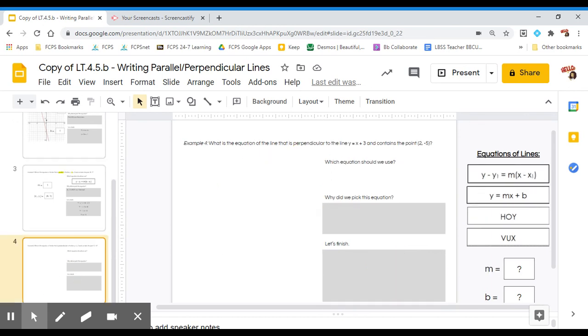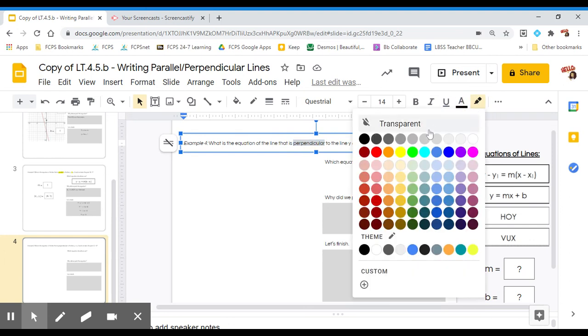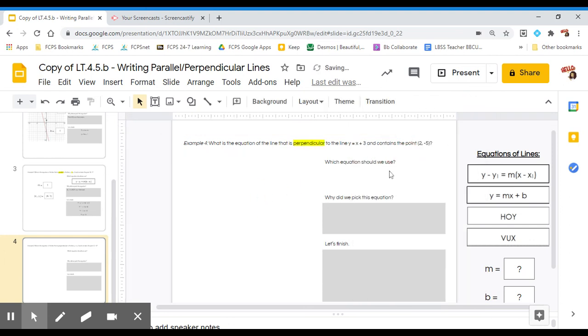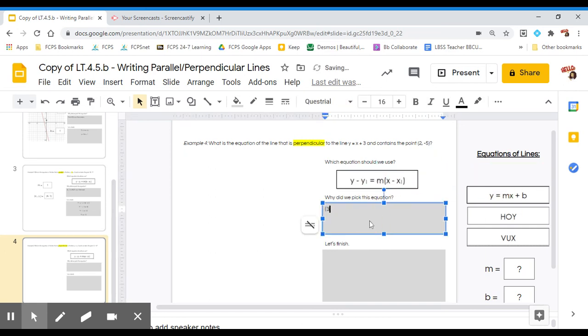Our last example, what is the equation of a line that is perpendicular to y equals x plus 3 and contains (2, -5)? We want to use perpendicular, so we're going to be flipping. We're going to be using this formula again because (2, -5) is not a y-intercept.